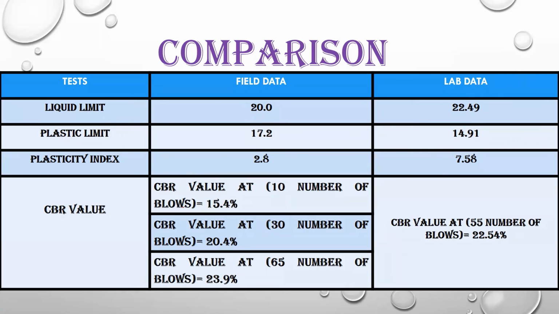CBR value at 10 number of blows is 15.4%, CBR value at 30 number of blows is 20.4%, and CBR value at 65 number of blows is 23.9%. CBR value at 55 number of blows is 22.54. So it is nearest to this one, you can see. So we have compared the values of the field investigation report, which we got from the field, with the laboratory investigation where we did the testing on our own. Now you can see this is a clear comparison of the values, and anyone can easily see the difference between the values.